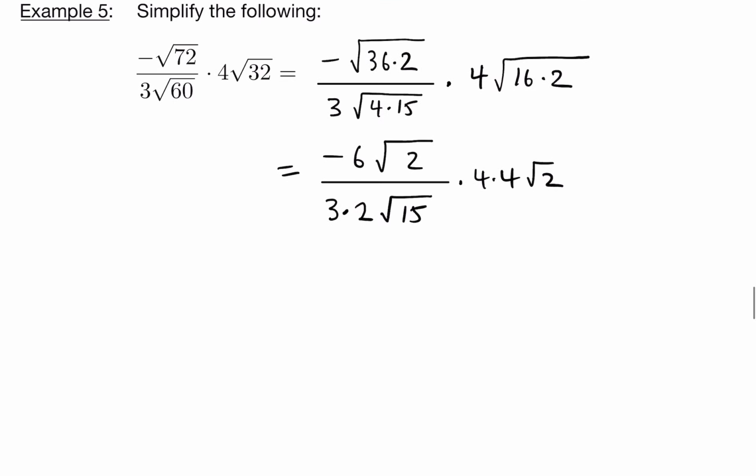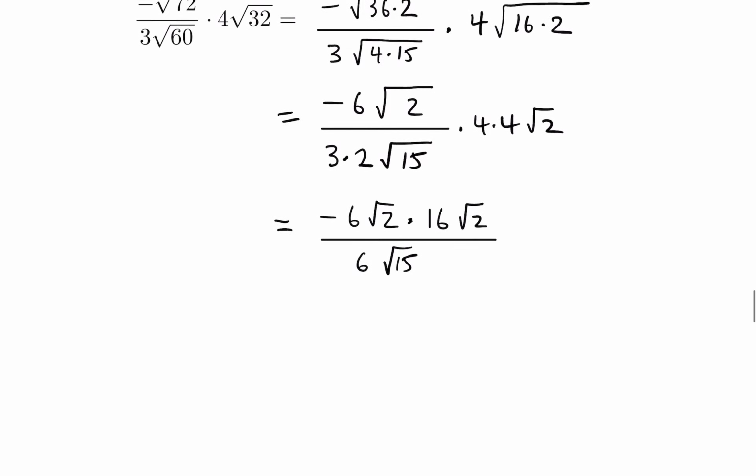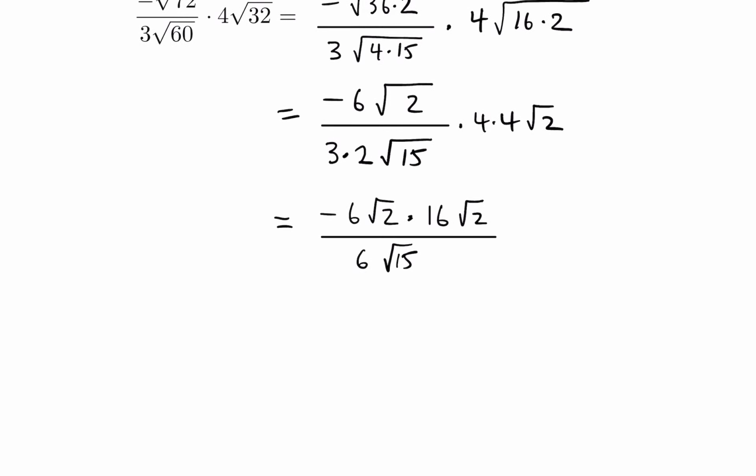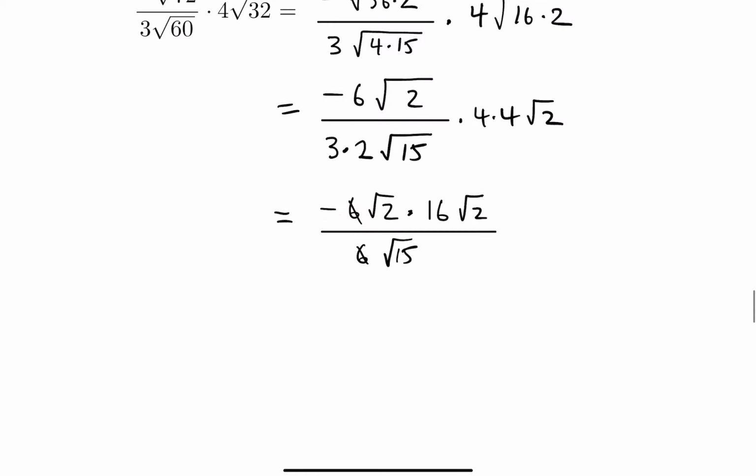So then simplifying this further, this becomes negative 6 square root of 2 times 16 square root of 2 divided by 6 square root of 15. Now notice that we have a 6 on top and a 6 on the bottom, so we can cancel those out. But don't forget the negative. We have to remember to keep that.